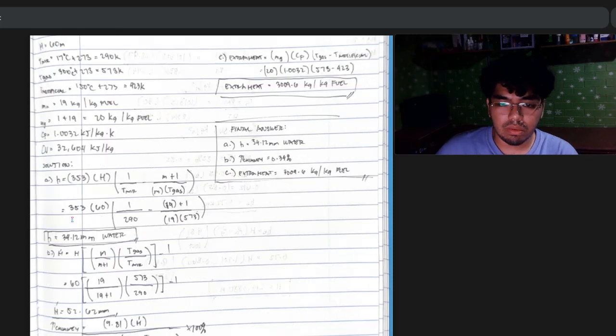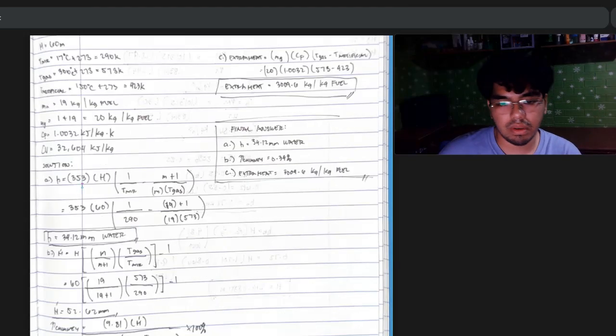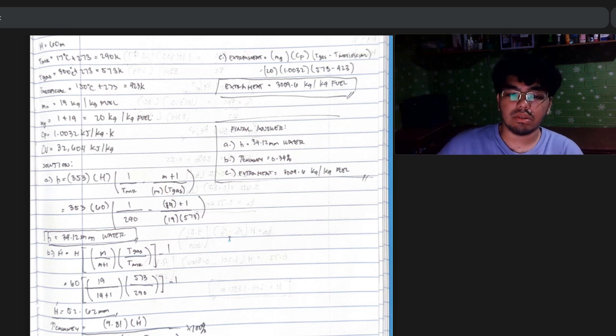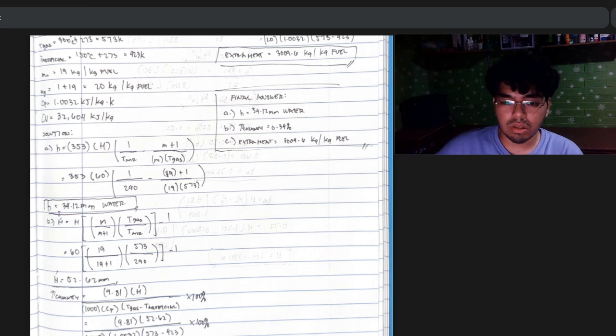For the solution for letter A, the draught produced. H is equal to 353 times height times 1 over T air minus (m plus 1) over (m times temperature gas). So substitute 353 times 60 times 1 over 290 minus 20 over 19 times 573. So we get the draught produced, which is equivalent to 34.12 millimeter of water.